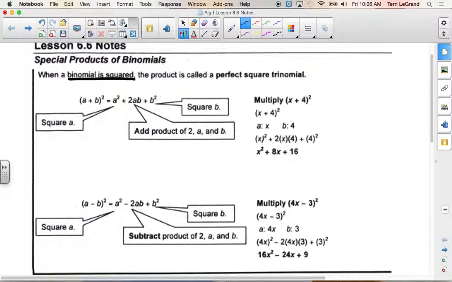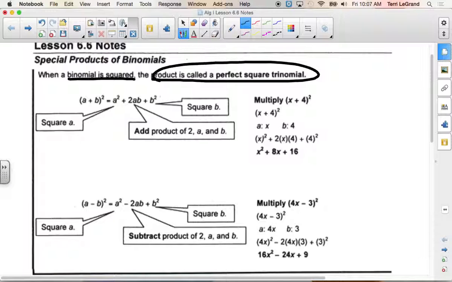Is that what we did here? x plus 4 times itself? And x minus 5 times itself? Every single time you were taking a binomial times itself, weren't you? You were squaring it. So when a binomial is squared, the product is called a perfect square trinomial. So if I ask you whether something is a perfect square trinomial, you should be able to recognize whether it is or is not.